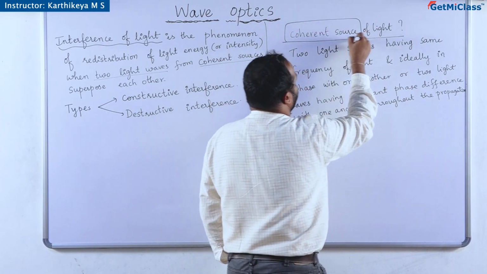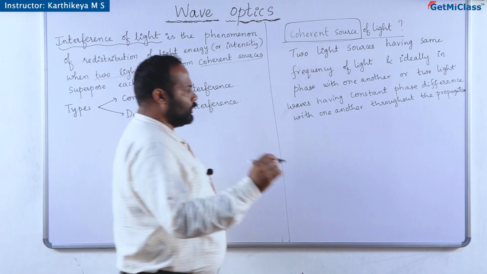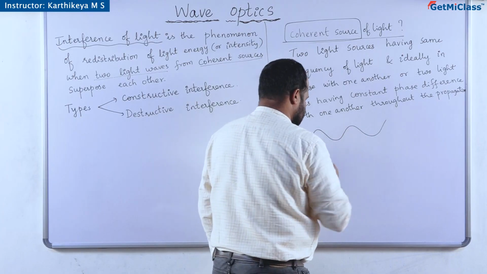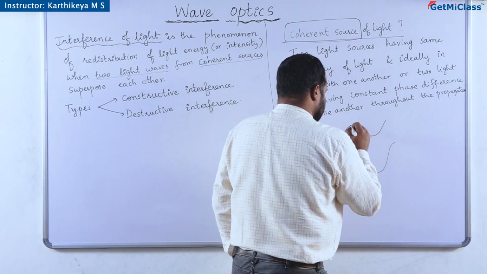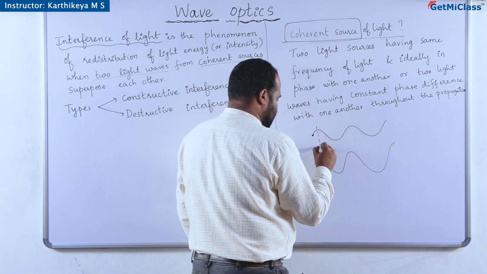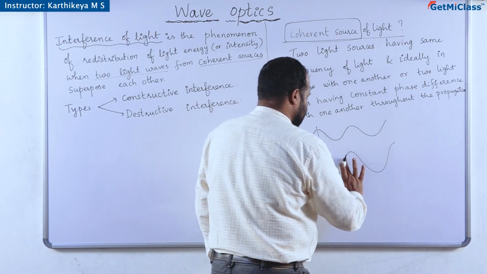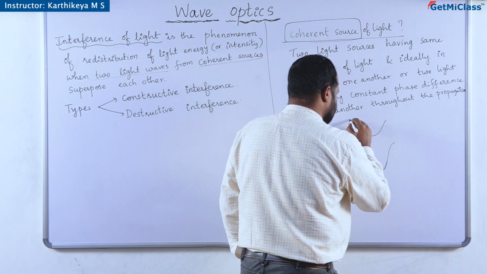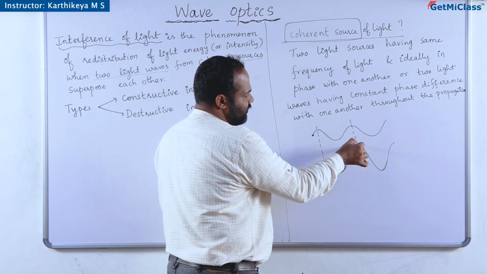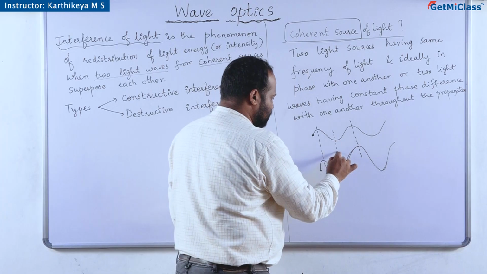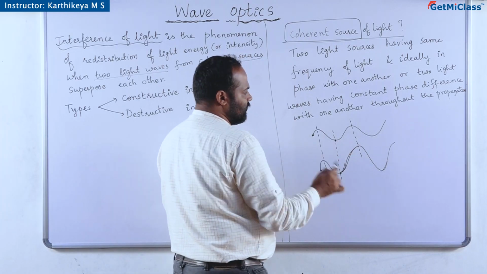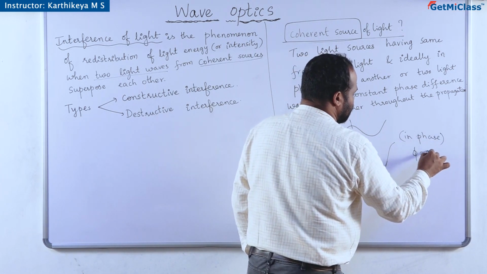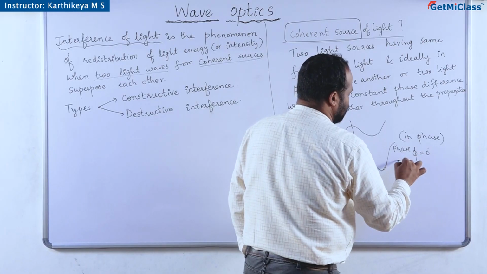This is the meaning of coherent source of light. Suppose there are two sources, they start like this. At the time this is maximum, this is also maximum. If I redraw the diagram, just a little correction: at the time it is reaching the maximum value, this is also reaching the maximum value. When it is reaching the minimum value, this is reaching the minimum value. So they are in phase. In phase means their phase difference is 0 degree.